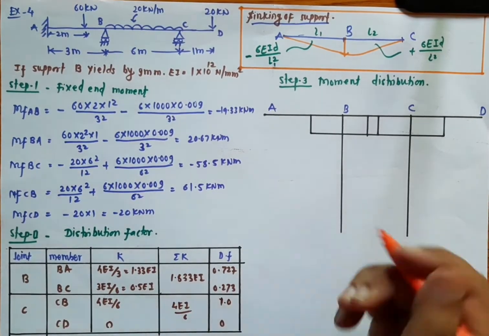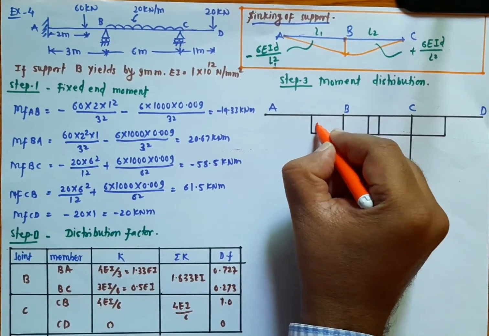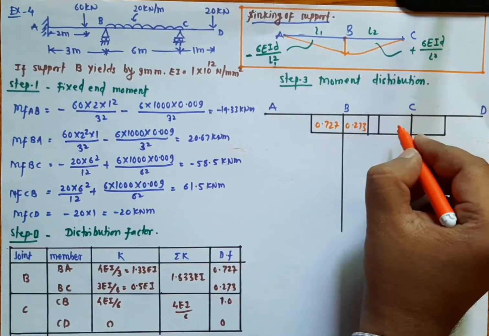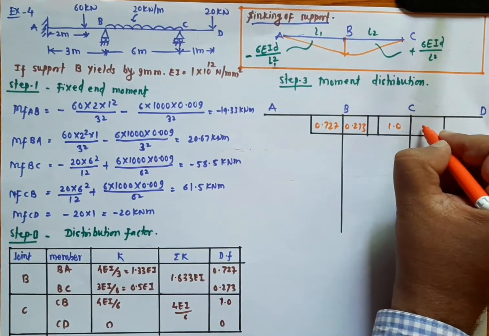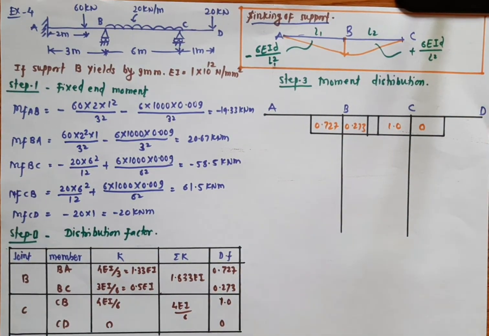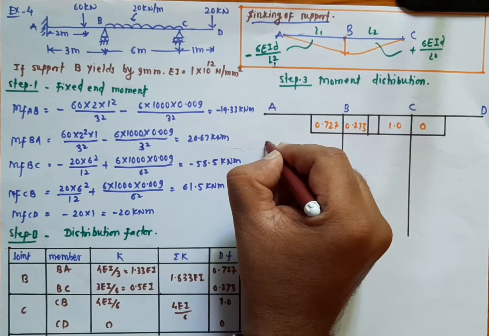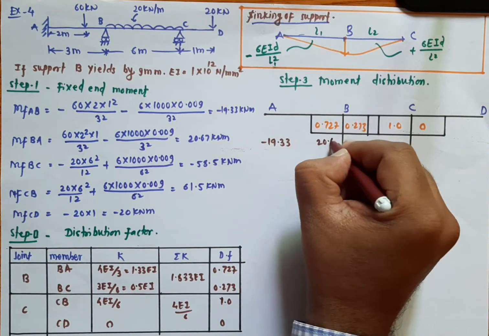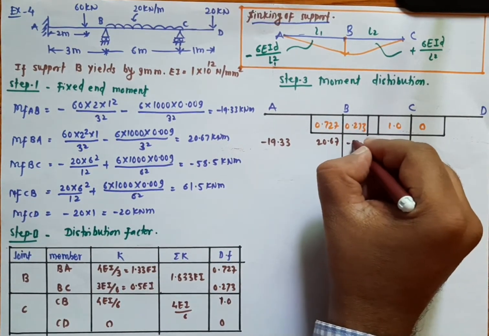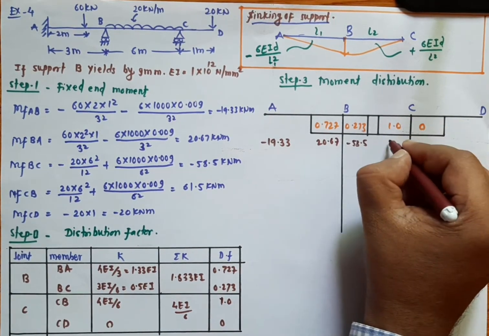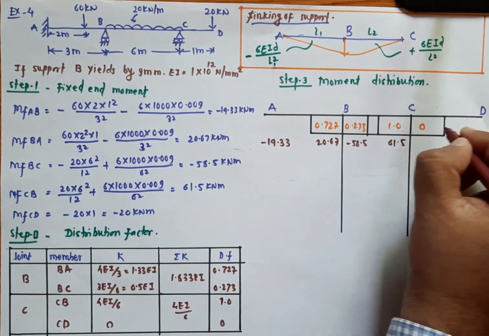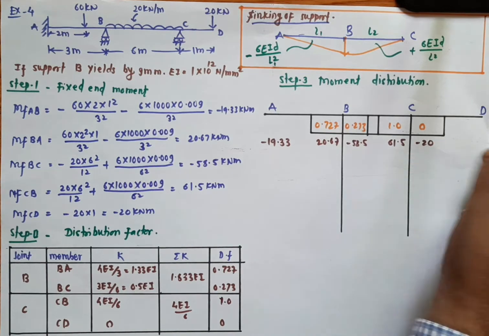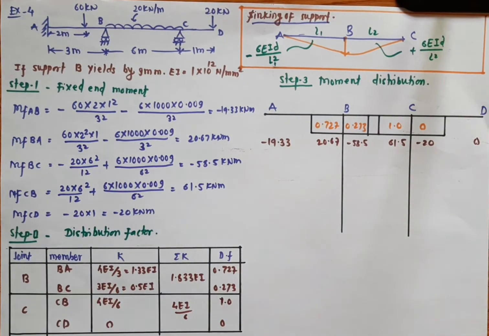The distribution factors are, for BA it is 0.727, BC 0.273, for CB it is 1, for CD it is 0. Now when we consider fixed end moments, these are minus 19.33, BA it is 20.67, BC it is minus 58.5, CB it is 61.5, CD it is somewhat minus 20, and DC there is no chance, so it will ultimately be 0.